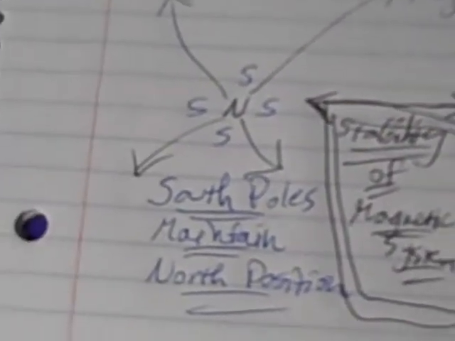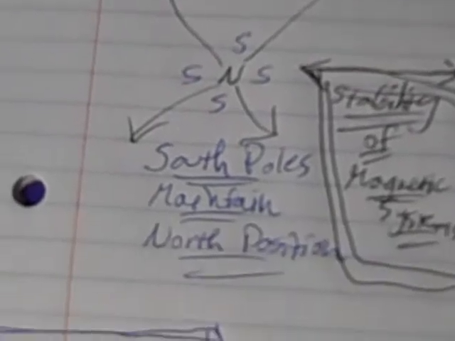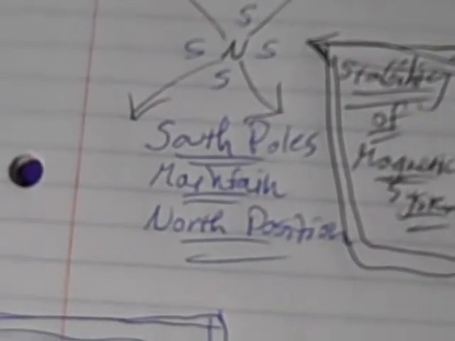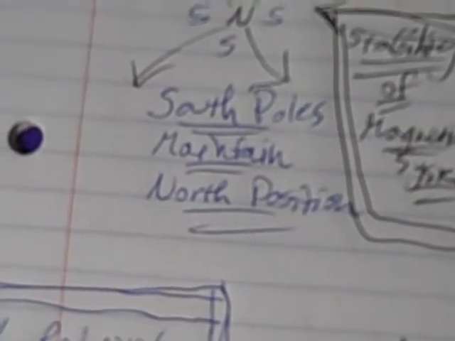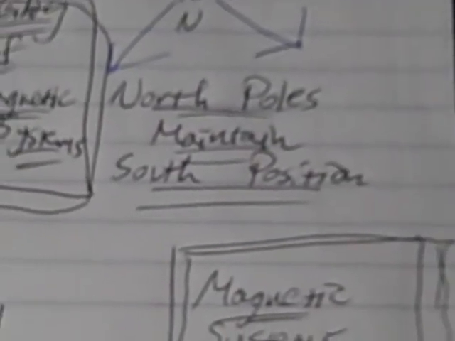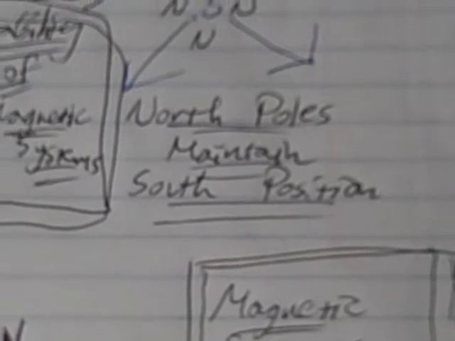So let's look at it. Here you have what I've got here. It says south poles maintain the north pole positions and north poles maintain south pole positions.